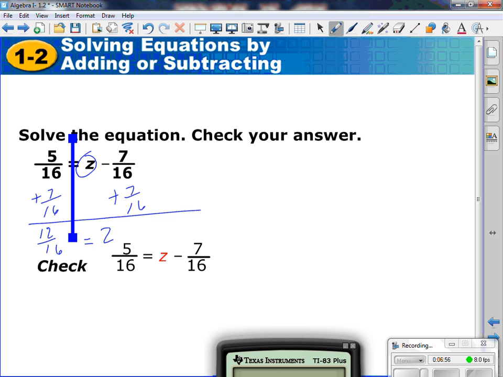Okay, Z. I cross my Z's because they have a tendency to look like 2's. Negative 7/16, positive 7/16, gone. I have 12/16 equals Z. What can you tell me? This right here can be simplified to what? 3/4. You need to simplify these as much as possible.